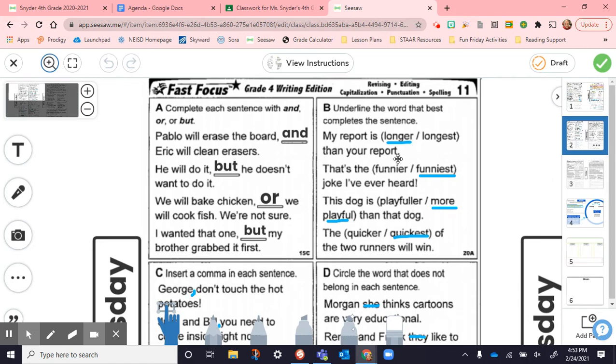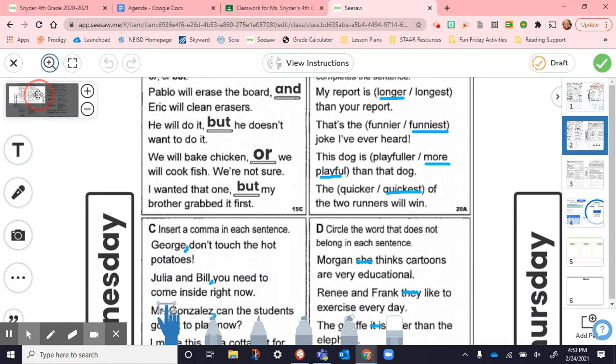We're comparing using superlatives, and you really need to read these out loud. When you say out loud and you hear yourself, my report is longest than your report, you hear that doesn't sound correct. So then you try the other one. My report is longer than your report. Okay, that sounds better. So read it out loud, hear how it sounds, and if it fits, great. If not, take it out.